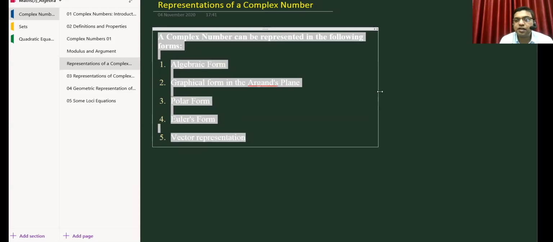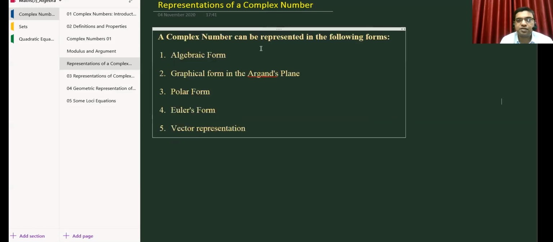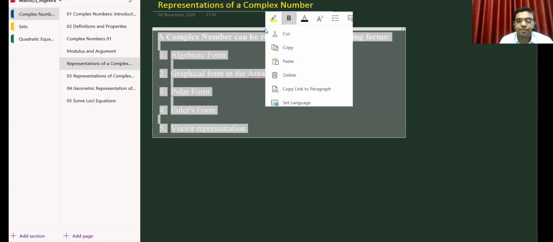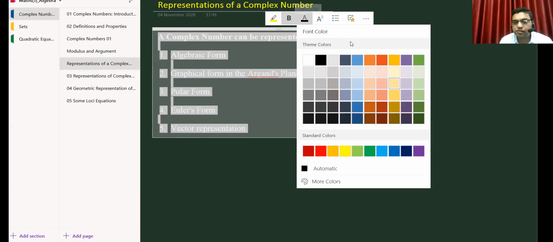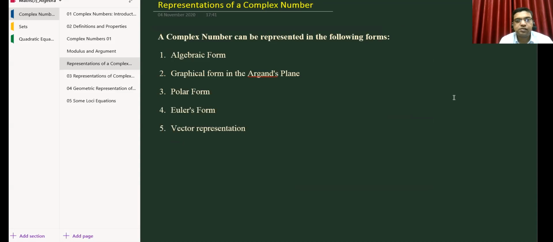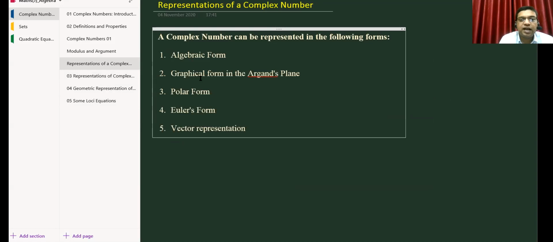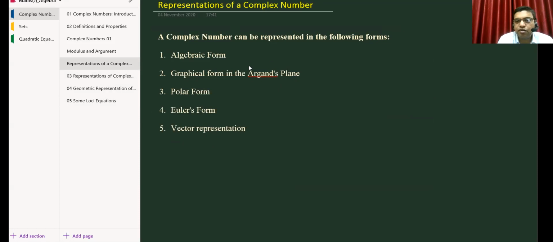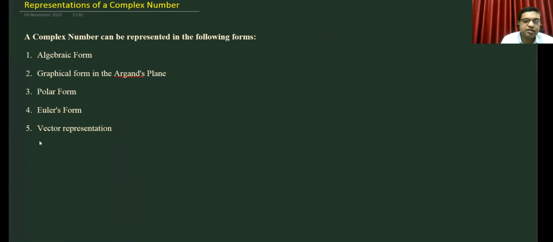So a complex number can be represented in the following forms: algebraic form, graphical form in the Argand plane, polar form, Euler's form, and vector representation. Vector representation we'll not discuss now, after vectors are over. But I will just give an idea. Algebraic form is what we have already discussed.